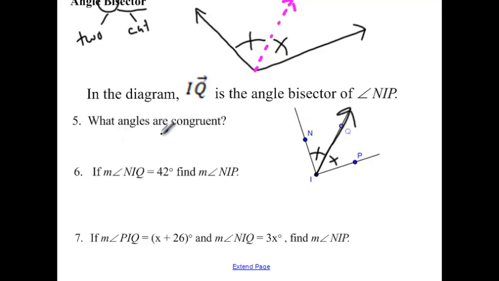What two angles are those? Well, we need to name them. So we're going to name the first one angle NIQ. Notice I'm putting the vertex in the middle. Angle NIQ. And it's congruent to our second angle, angle QIP.